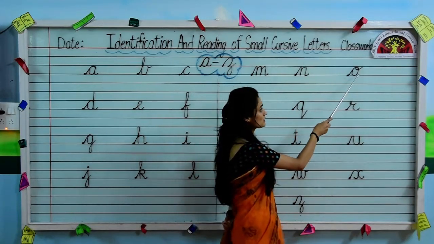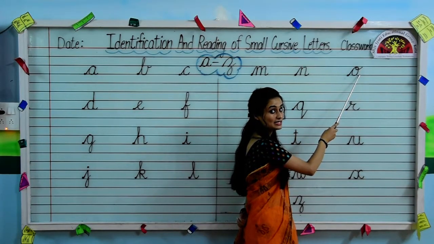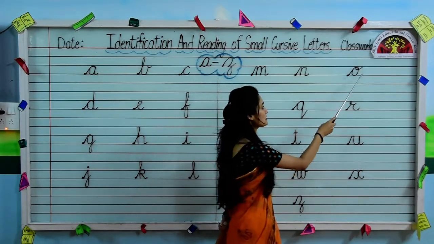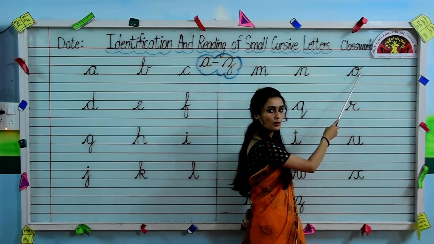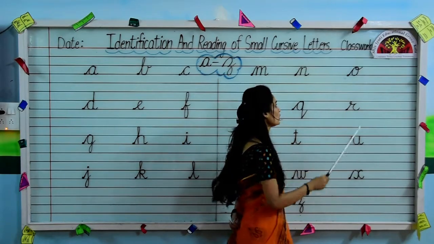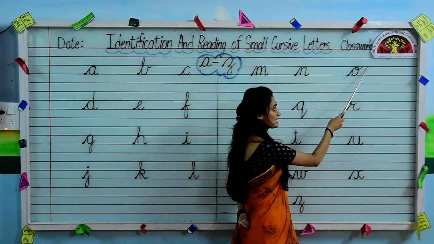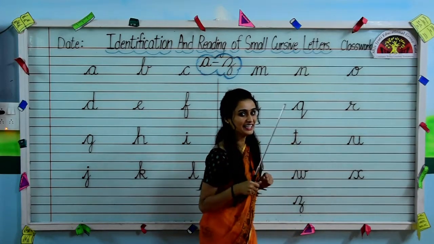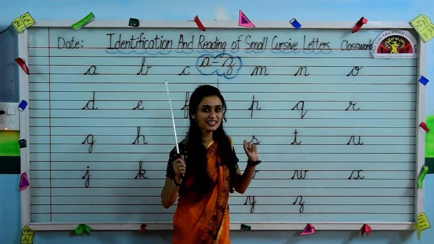Now come on the next one and identify this letter. Tell me fast, which is this letter? Yes, this is letter O, small cursive letter O. This is also written between the second and the third line. O for orange.